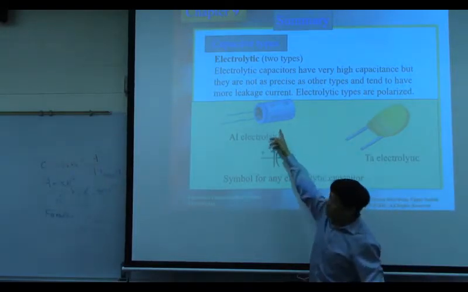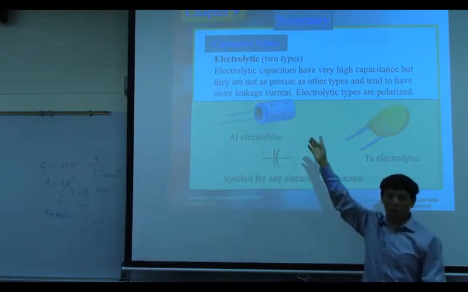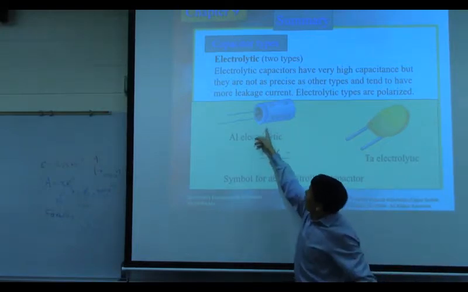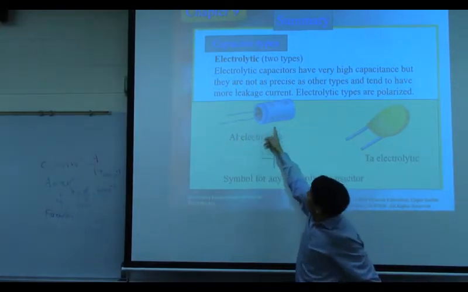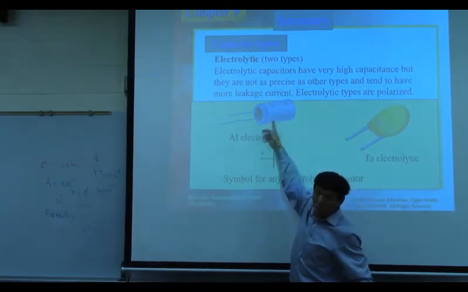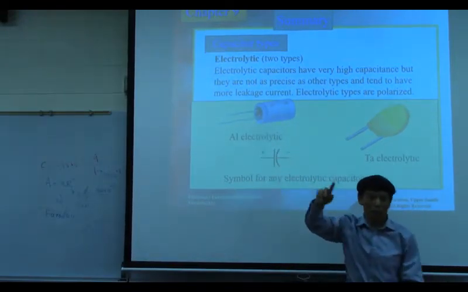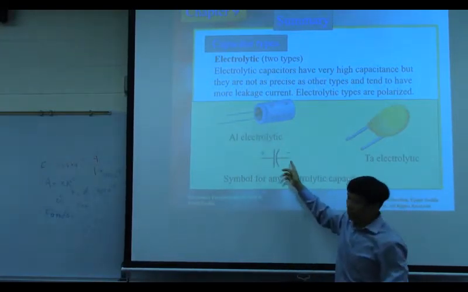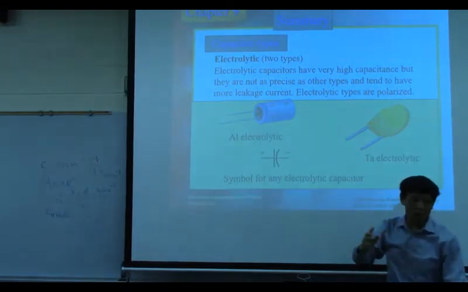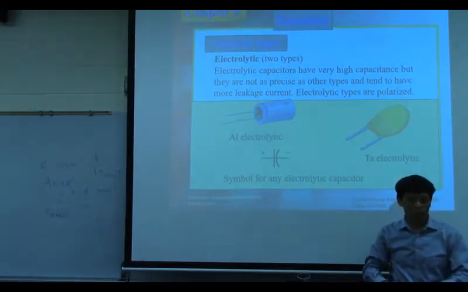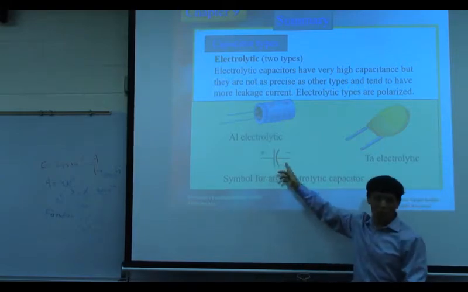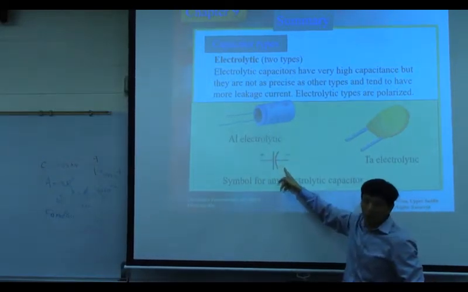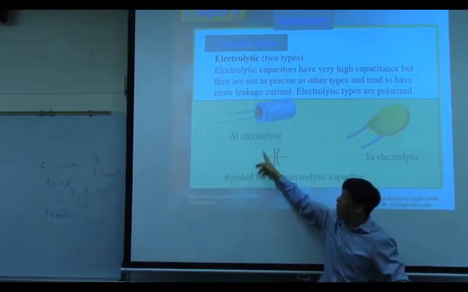You are going to see a lot of this in the labs. The color usually is yellow, some are brown or something. One lead is longer, one is shorter. The longer one is the positive. Sometimes this is positive, sometimes on the outside they mark the negative. But anyway, you are going to see it. So this is positive, this is negative. If you read a circuit diagram, the symbol looks like this. So this is positive, meaning the longer one. This is negative, meaning the shorter one. They are marked by positive and negative.